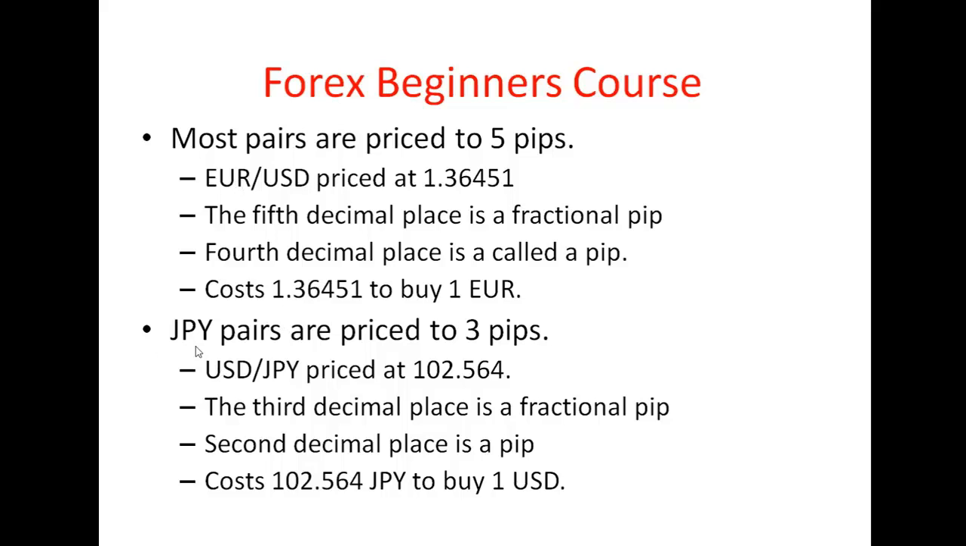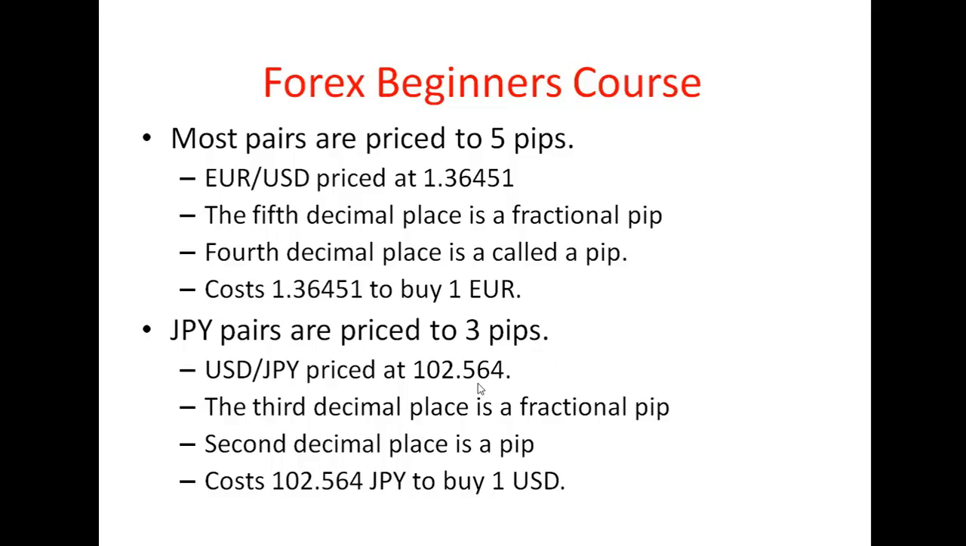So let's look at the JPY. For example, the USD JPY might be priced at 102.564. That means it costs 102.564 JPY or yen to buy 1 US dollar. So 102 of these plus the decimal point to buy 1 US dollar. JPY pairs are priced to 3 pips.